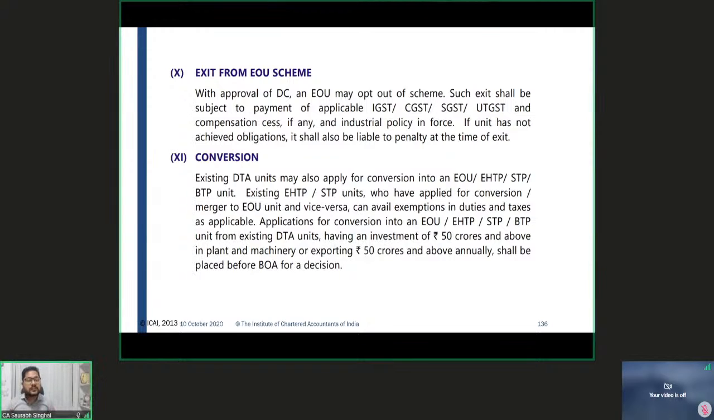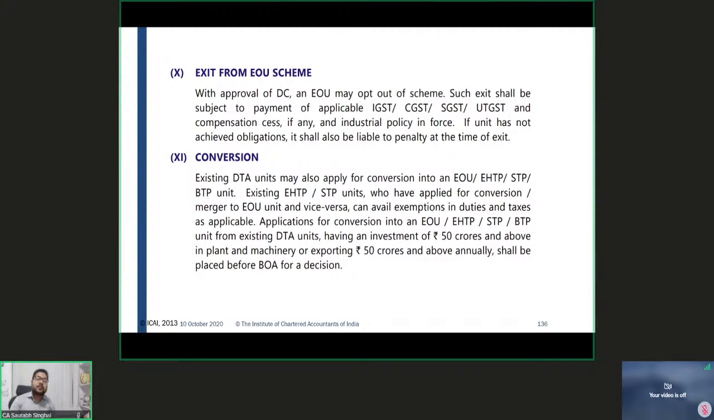So basically, these are just statuses granted to you, which will allow you to have specific exemption in terms of indigenous procurement of goods and import procurements of goods as well as services in terms of duty-free imports and duty-free indigenous procurement. That is all. And in case you want to divert from this scheme, only a limited diversion in terms of DTA supplies is allowed, that too based on certain conditions.